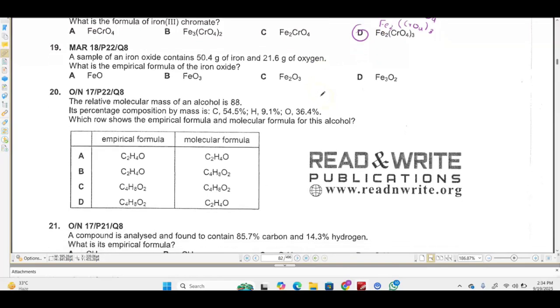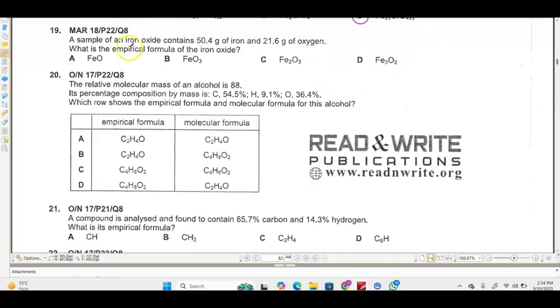Okay. Moving on to question number 19. A sample of an iron oxide contains 54 grams of iron and 21.6 grams of oxygen. What is the empirical formula of the iron oxide? Now we've been given iron and oxygen in iron oxide in grams. So first of all, we are going to convert these grams into molar ratios. Okay. So here we have iron and here we have oxygen. Iron is 50.4 grams and oxygen is 21.6 grams.